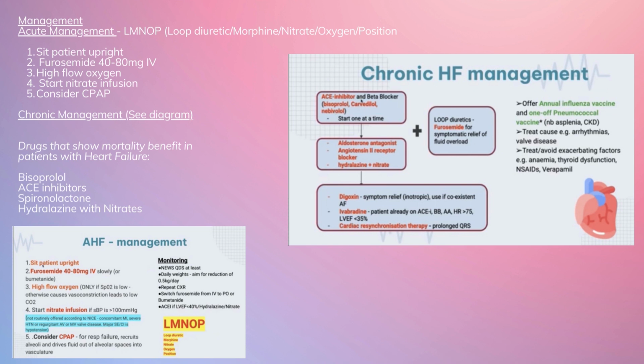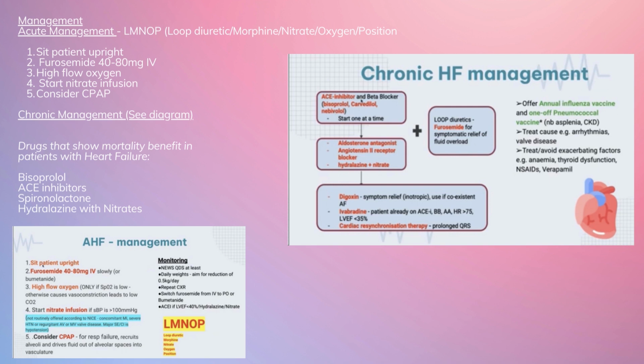And we need to monitor the patient if we're treating acute heart failure. This can be done using a NEWS chart to see their observations, by repeating chest x-rays, taking daily weights, switching the furosemide from IV to PO if they're having any symptoms, and also checking their ejection fraction using the echocardiogram.